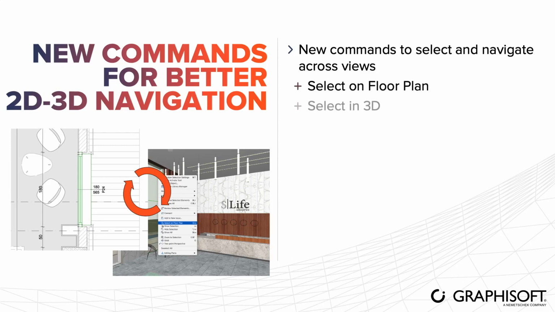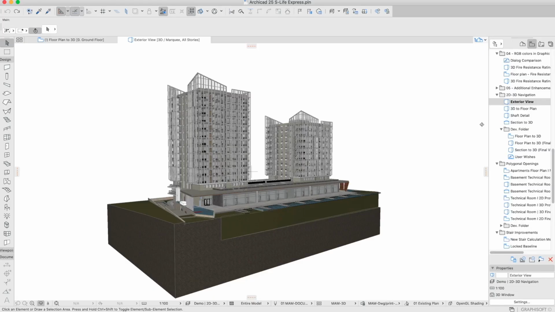This feature is not limited to floor plan or 3D. It also works with section, elevation, and interior elevation viewpoints. As an addition, you will be able to hide single elements in the 3D view, which will help you control element visibility. Let's switch to Archicad and see how it works.